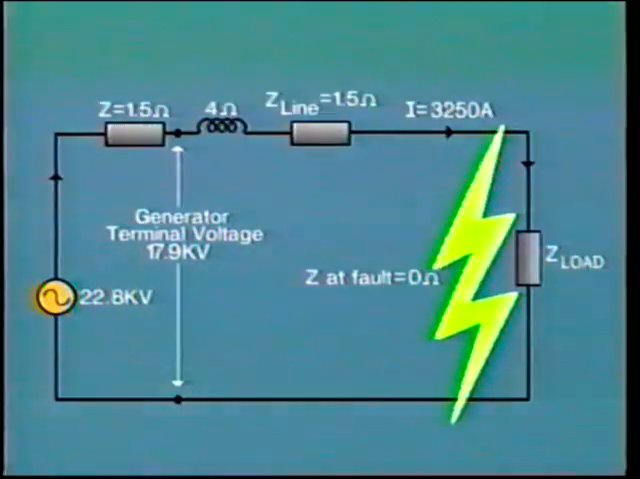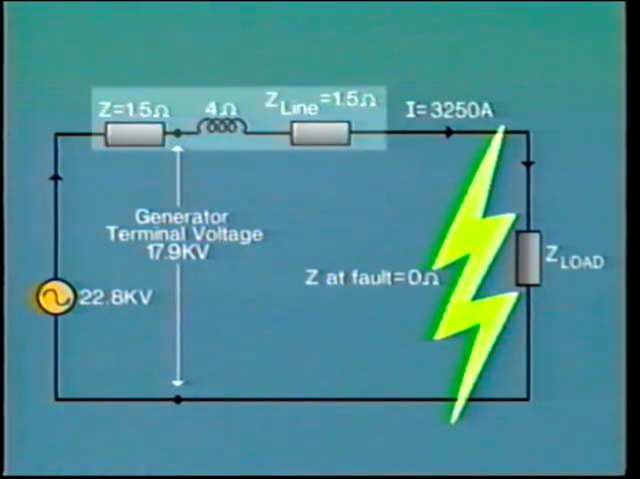From this example, we draw a very important conclusion. In order to calculate the magnitude of fault currents, it is necessary to add all of the impedances in the circuit between the source and the fault.